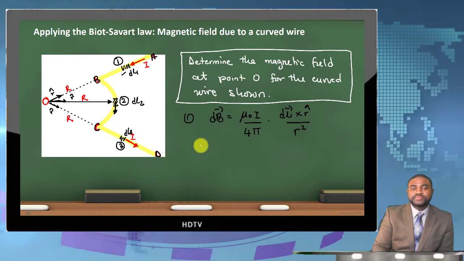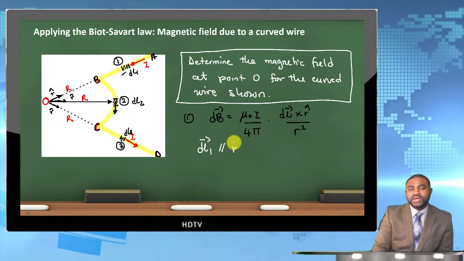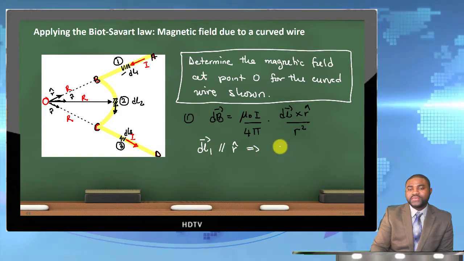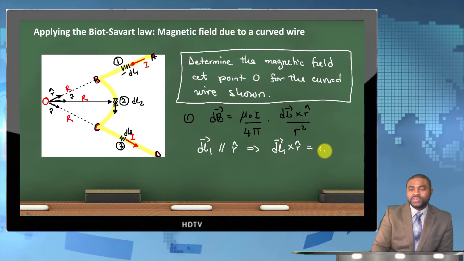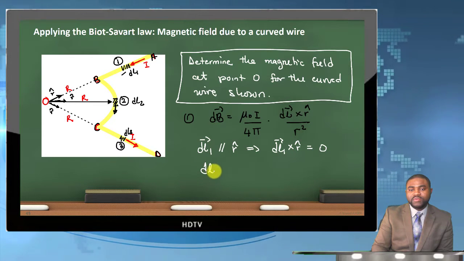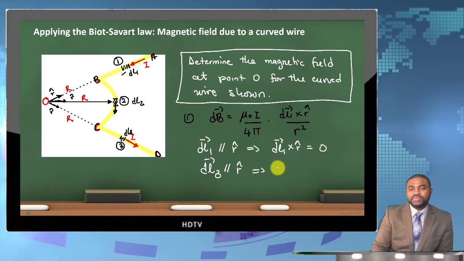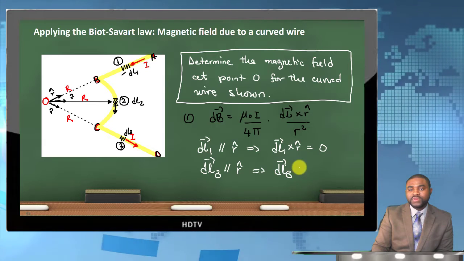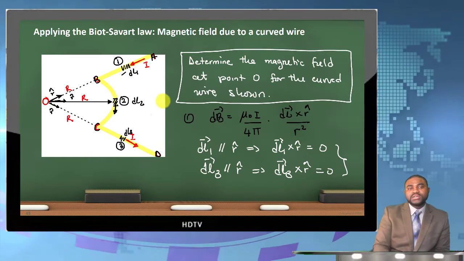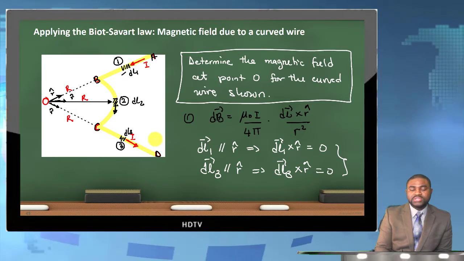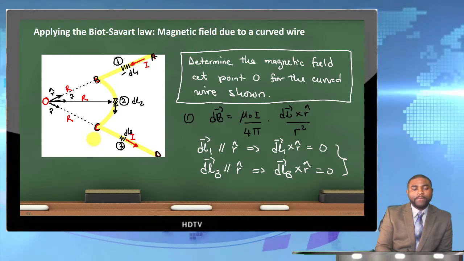So if you noticed, dl1 is parallel to r cap, which implies that dl1 cross r cap is equal to 0. Similarly, dl3 is parallel to r cap, which implies that dl3 cross r cap is equal to 0. What this means is that segment AB and segment CD do not contribute to the magnetic field at O.